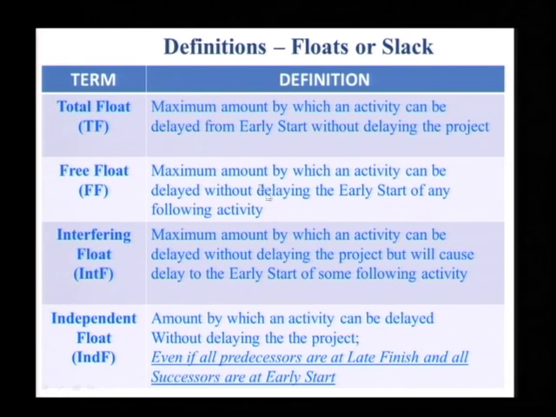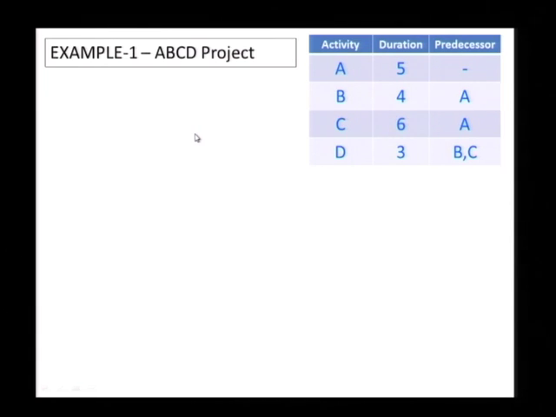Now these two are fairly intuitive. Interfering float is the maximum amount by which an activity can be delayed without delaying the project but will cause delay to the early start of some following activity. We will take this up through an example. And independent float is the amount by which an activity can be delayed without delaying the project, even if all the predecessors are at the late finish and all the successors are at the early start. Okay, so these are the 4 definitions, and let us get into some of the details. The best way to do that is through an example.